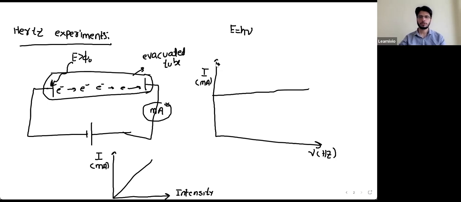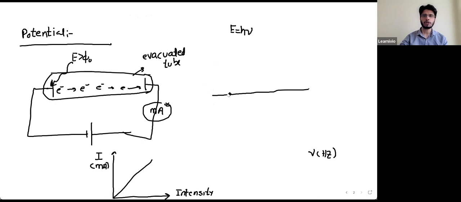Done, sir. Okay. So after the Hertz experiment, now we will see the variation of this current with respect to potential. We will see the effect of potential on current. So to see the effect of potential, I will draw a rough table. That table will help you to plot graphs.